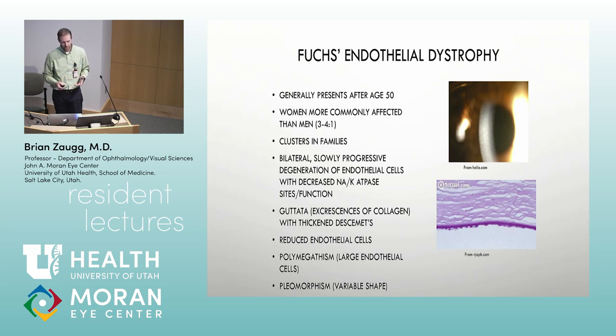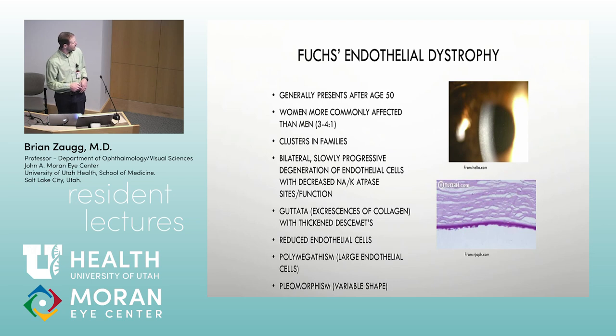So it does cluster in families. It's probably autosomal dominant, but we don't really know. But you definitely see it clustering in families. And it seems to have that kind of bias where younger people have it worse. What's that called? Anticipation. Doesn't sound right, but we'll take it. The same thing with the trinucleotide repeats.